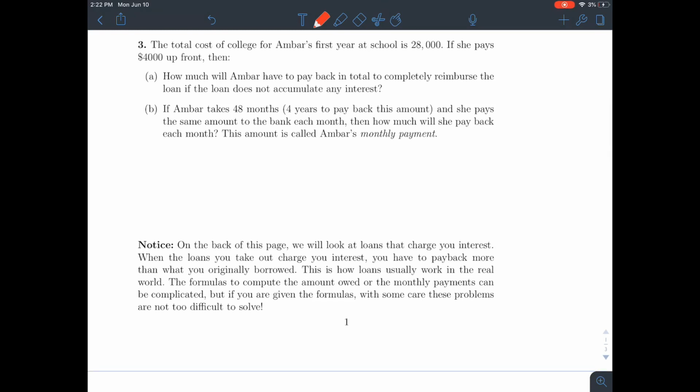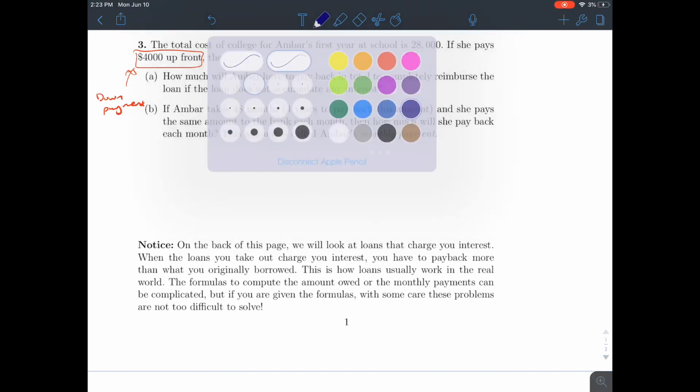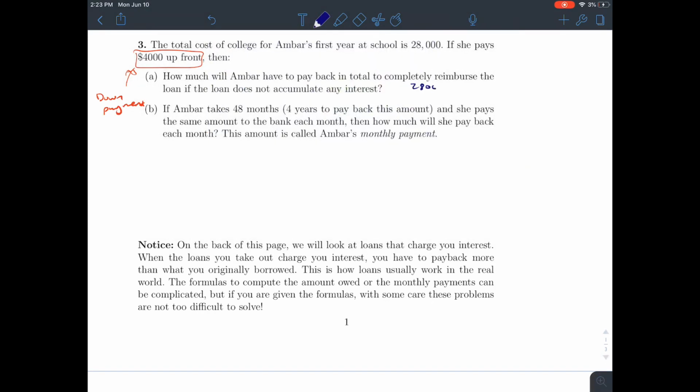The total cost of Amber's first year at school is $28,000. If she pays $4,000 up front, this sounds like a down payment, then how much money will Amber have to pay back in total to completely reimburse the loan if the loan does not accumulate interest? So because the total cost of her first year was $28,000, she pays $4,000 up front. She still owes $24,000.